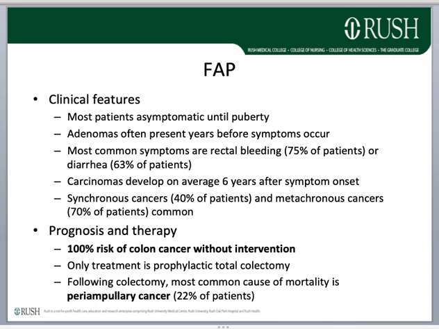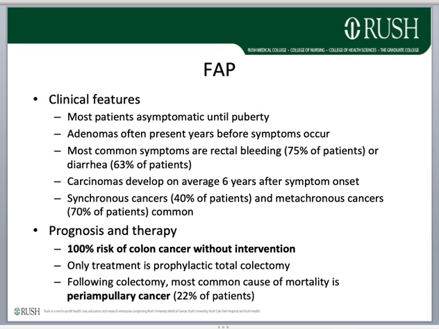Most patients are asymptomatic until puberty. Adenomas often present years before symptoms actually occur, so they're present in early childhood. The most common symptoms are rectal bleeding or diarrhea. After the development of symptoms, carcinomas develop on an average of 6 years. Synchronous cancers are present in 40% of patients, and metachronous cancers are also common. So these features of FAP are directly related to prognosis and therapy.